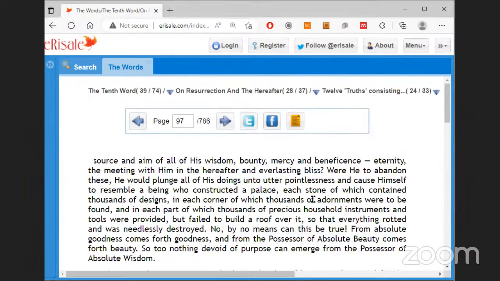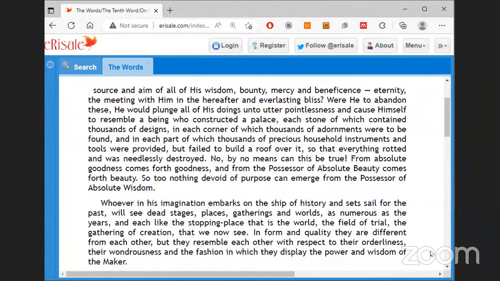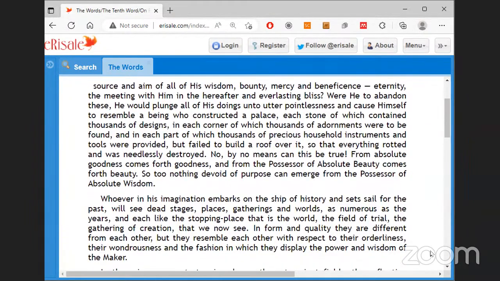Were he to abandon these, he would plunge all of his doings into utter pointlessness and cause himself to resemble a being who constructed a palace, each stone of which contained thousands of designs, in each corner of which thousands of adornments were to be found, and in each part of which thousands of precious household instruments and tools were provided, but failed to build a roof over it, so that everything rotted and was needlessly destroyed.